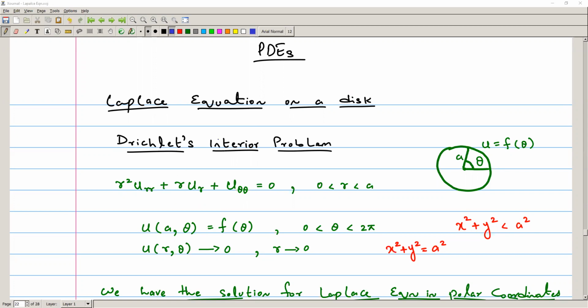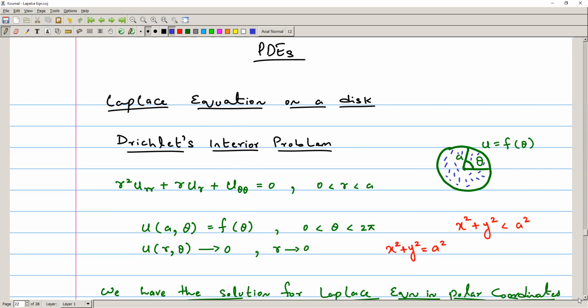Now we are going to discuss the problem Laplace equation on a disk, that is also called Dirichlet interior problem. Here we can see that we have a disk of radius r, and we are interested to know the temperature distribution in this particular disk, inside the disk.